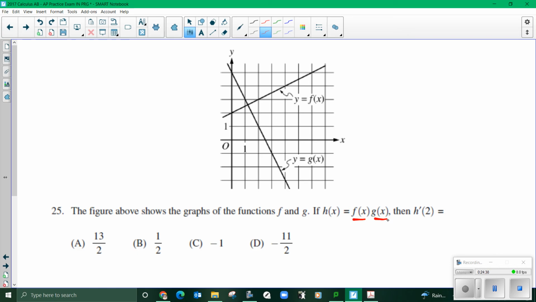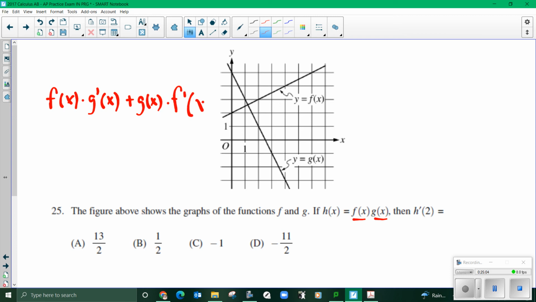The derivative of the product of two things is the first times the derivative of the second. I don't know what the derivative of g of x is, but I know it's just g prime of x. I don't have the equation. I have a line, that's fine. Maybe I can come up with an equation, but why do all that work? It is the first times the derivative of the second plus the second times the derivative of the first.